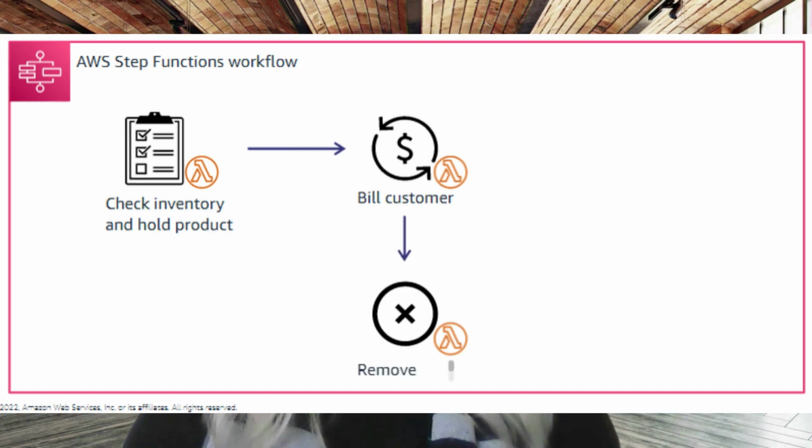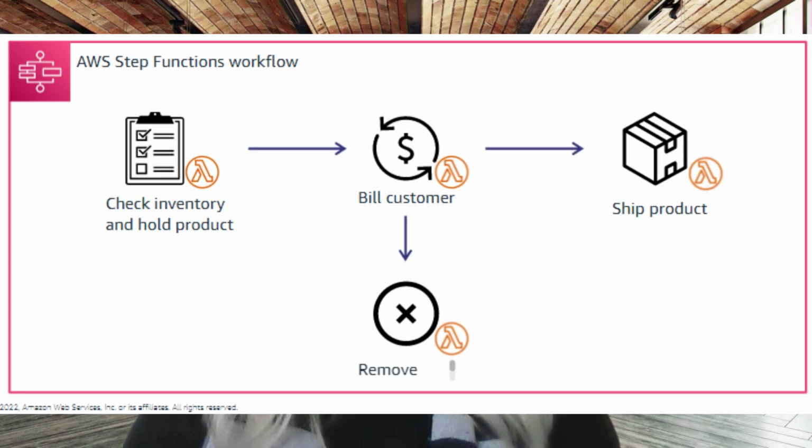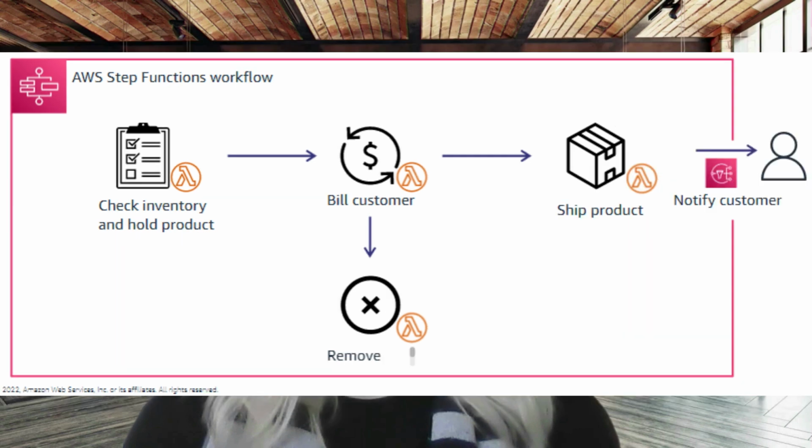Remove the hold. Suppose that the credit card does not go through. You can introduce exception handling by adding a catch statement to remove the hold. Ship the product. If the payment is received, another Lambda function can be used to send a shipping notification. Human interactions can be used with callback task patterns. Notify the customer. As soon as the product is shipped, an SNS notification can be sent to the customer informing them that their order has been shipped.